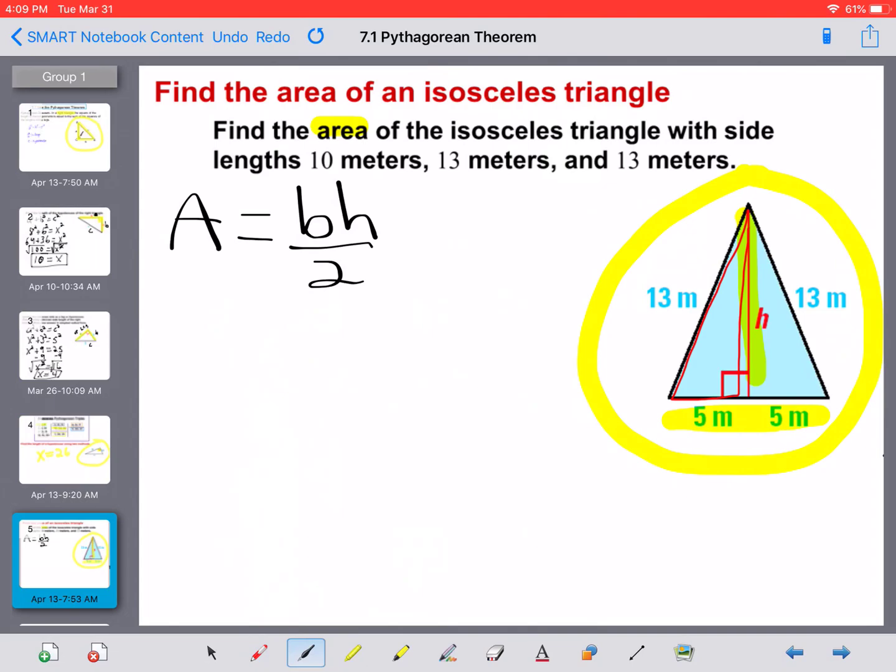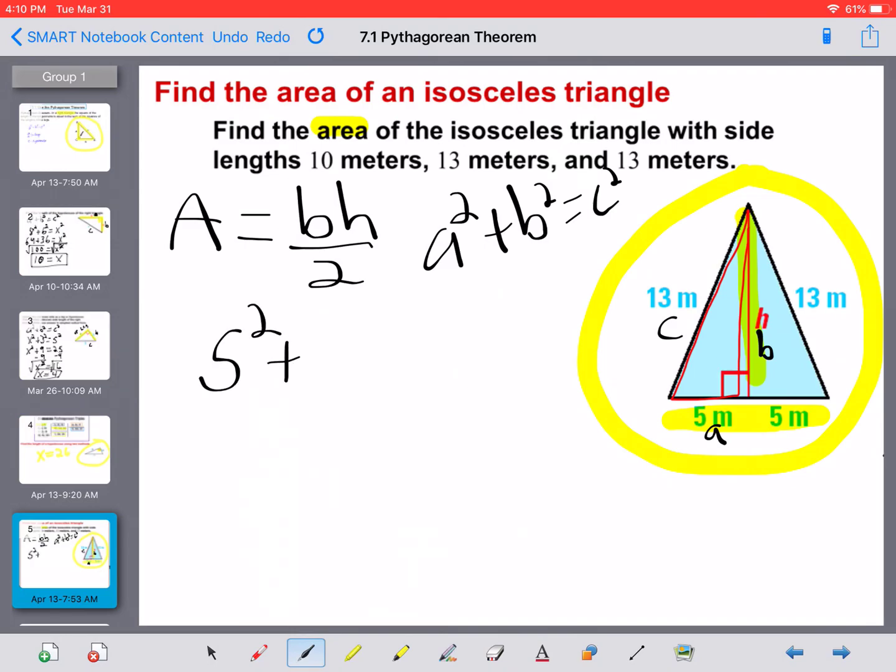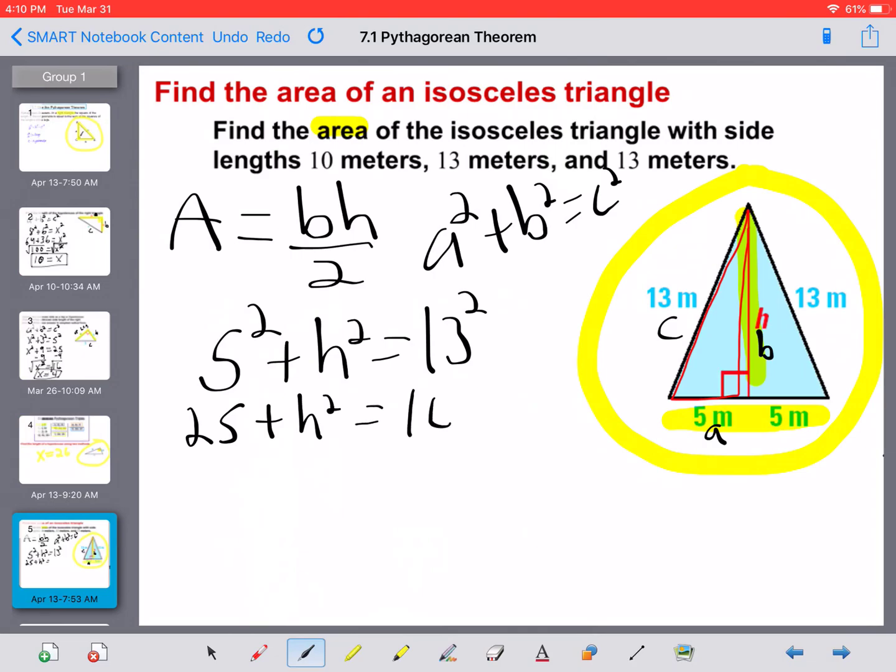Again, the Pythagorean theorem is a squared plus b squared equals c squared. I'm going to go ahead and label my sides. This will be my a, h will be my b, and 13 will be my c. That is the hypotenuse. So I plug the numbers in, and I get 5 squared plus h squared equals c squared, which is 13 squared. Now I know that 5 squared is 25 plus h squared, and 13 squared is 169. If you don't know what they are squared, just grab a calculator and use it to find out what they are.